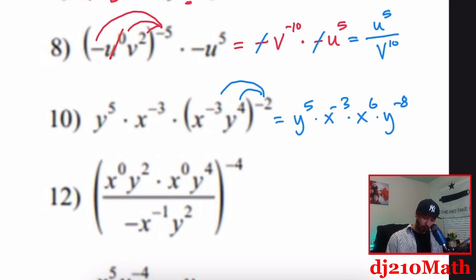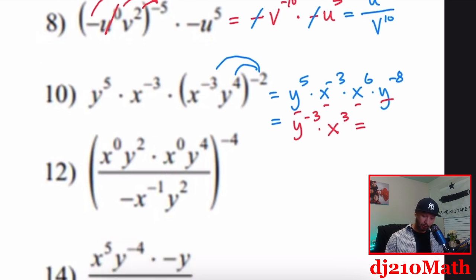Okay, so applying the common bases. So the y's, y, 5 plus negative 8 is negative 3, times the x's. So x, negative 3 plus 6, positive 3. So final answer, again, clearing the negative exponents, we get x cubed over y cubed.